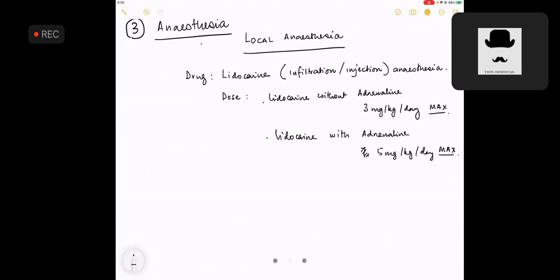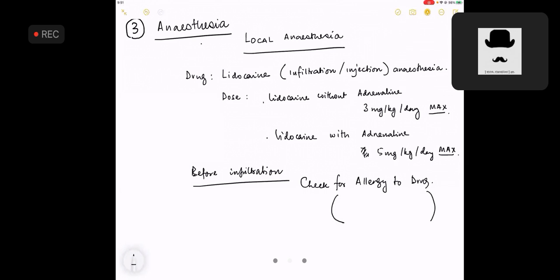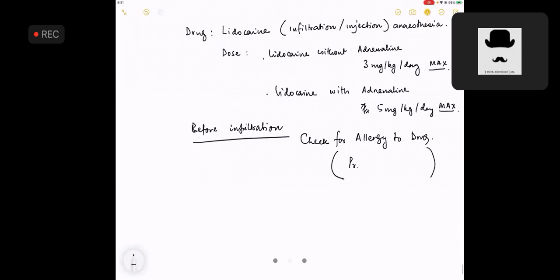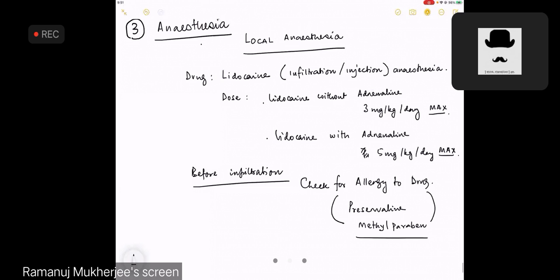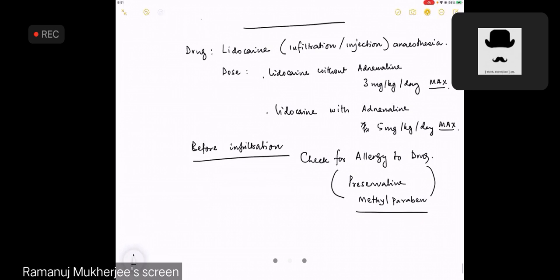What is to be remembered is that before the injection or infiltration of the drug, always check for allergy to the drug. Why? The preservative of lidocaine or lignocaine is called methyl paraben. All lignocaine injections have this as a preservative. This is the agent that is responsible for the allergy. So always take allergy history to the drug.